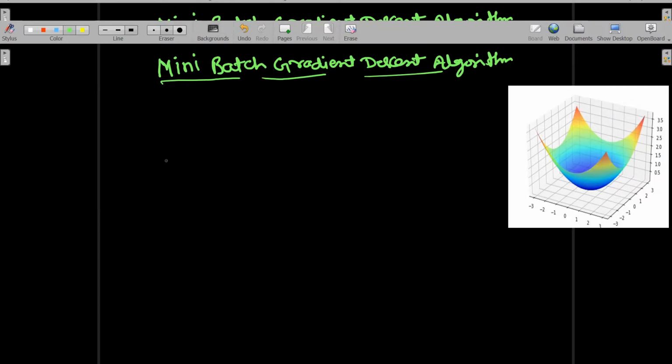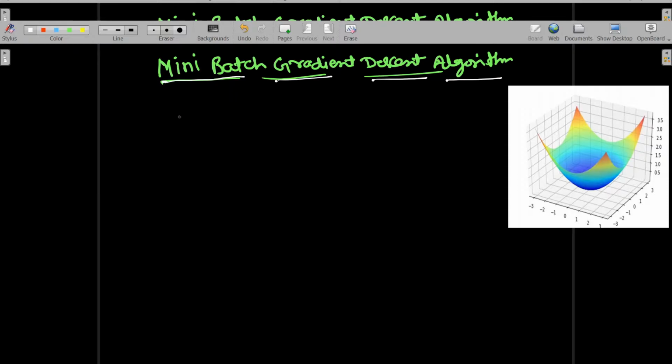In this particular video, I am going to explain the important concept of linear regression, which is nothing but a mini batch gradient descent algorithm. So I have already explained the gradient descent algorithm and stochastic gradient descent algorithm in my previous video. If you have not seen that, please go and watch that video first so that you will understand this mini batch gradient descent algorithm very clearly.